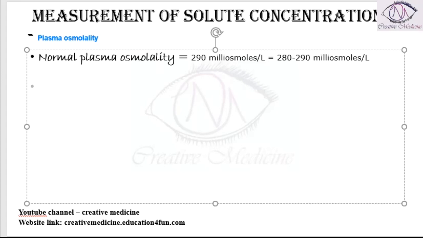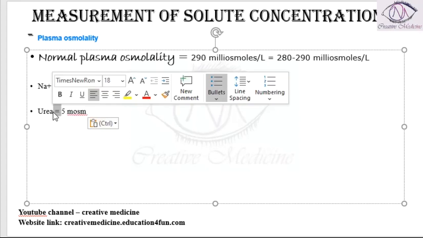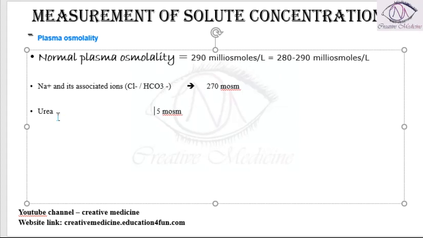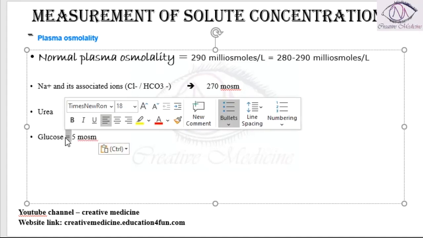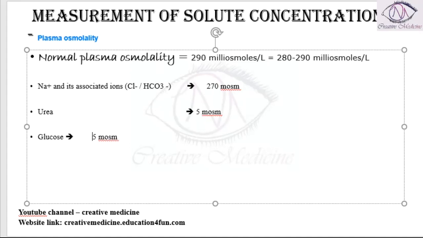Out of this around 290 milliosmoles, sodium and associated ions will constitute around 270 milliosmoles, whereas urea constitutes around 5 milliosmoles. Then the next important is glucose. Glucose also constitutes around 5 milliosmoles.